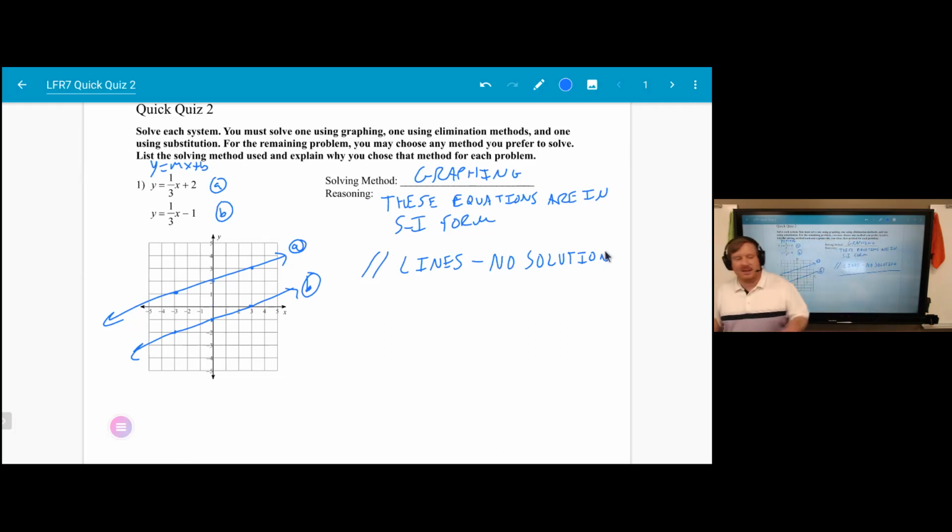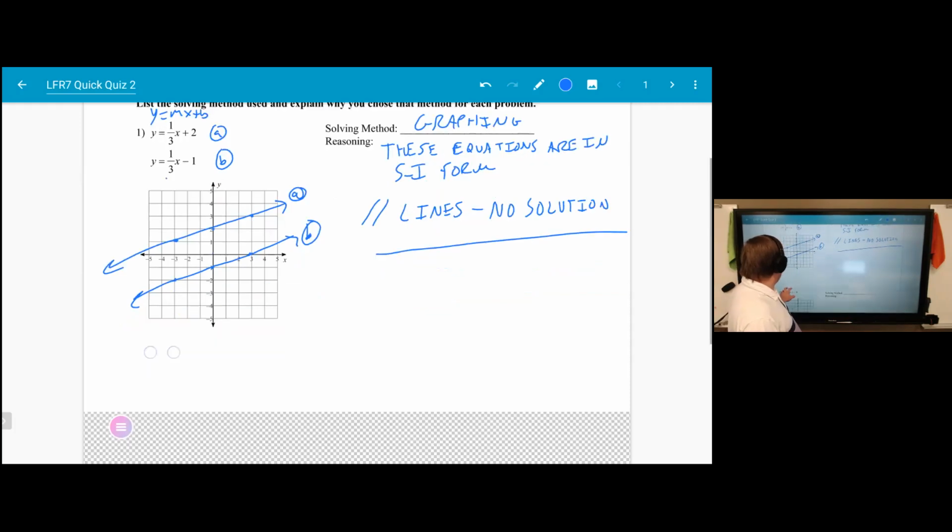And what's a way we could think about that to see? Well, look right here. They have the same slope, but a different y-intercept. So they will never, ever touch. Very interesting. Let's look at number 2.